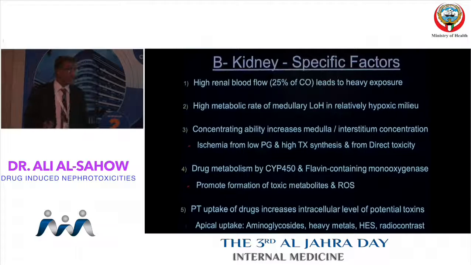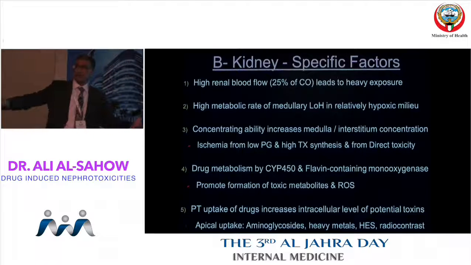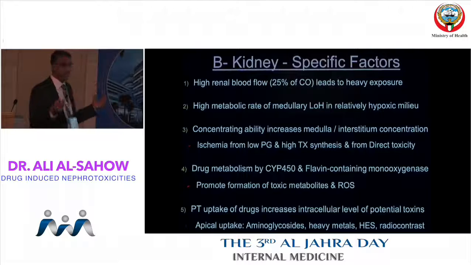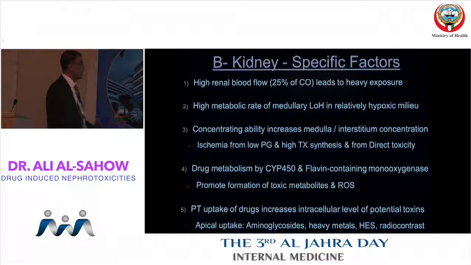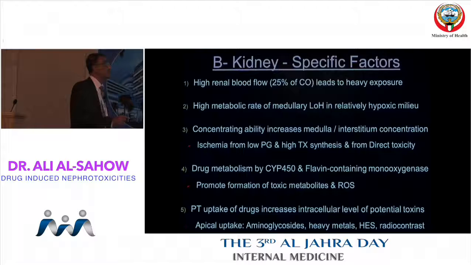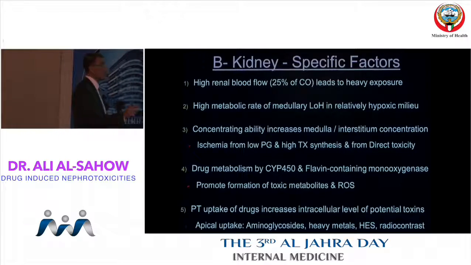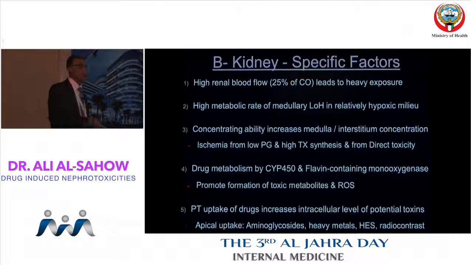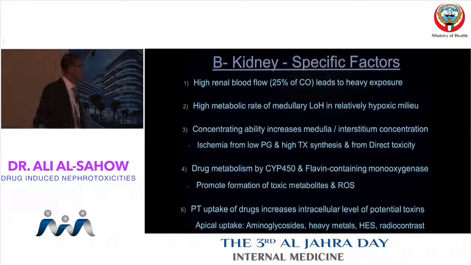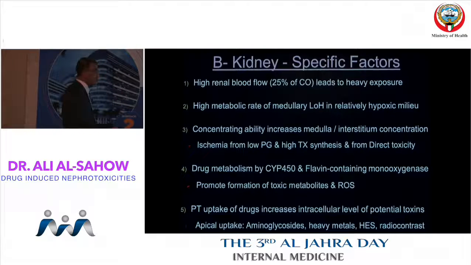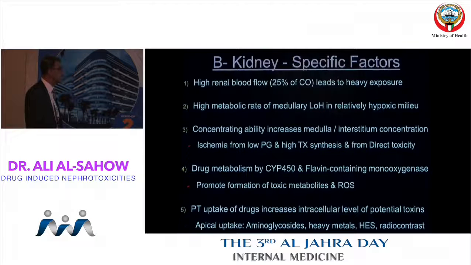What about the kidney-related factors? Of course, the high renal blood flow, 20 to 25% of the cardiac output, so there is a huge exposure. The high metabolic rate of the relatively hypoxemic medulla, where the loop of Henle is, results in the high risk. The concentrating ability means that you also can concentrate nephrotoxins. The metabolism of the drugs: some drugs are metabolized into toxins in the kidney.